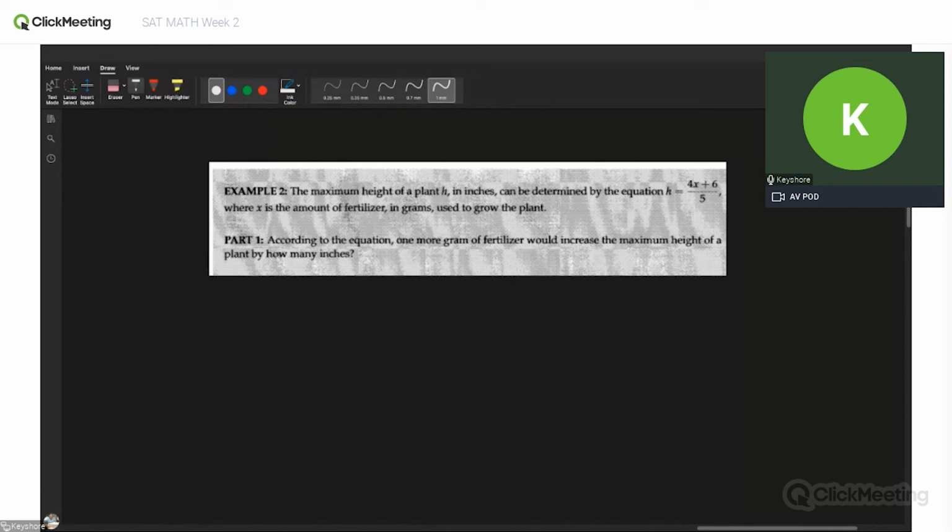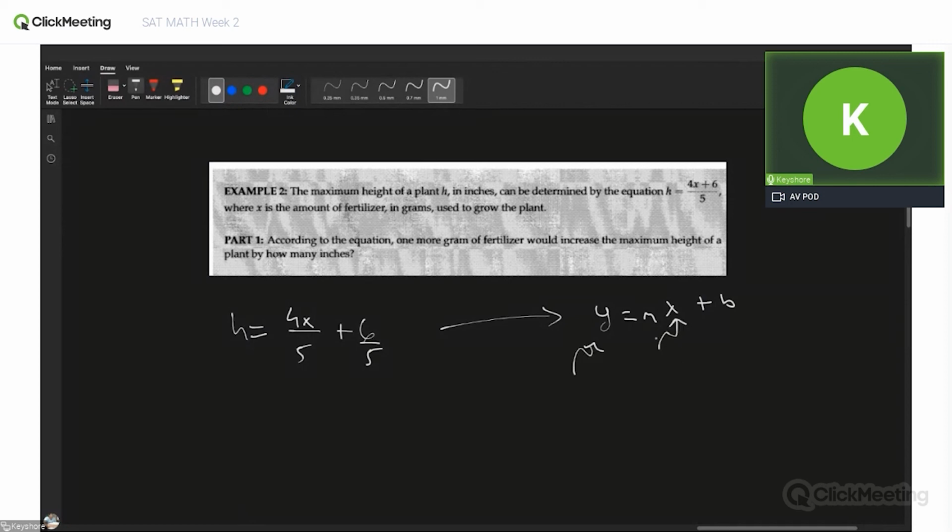All right, so basically this question's asking us, it's like interpreting the slope. So basically, if I were to rewrite this fraction (4x plus 6) over 5 as a split up fraction, right? This will let us know much better what it means, because now we're in the world of y equals mx plus b, which now means the maximum height h a plant is grown is determined by x, which is the amount of fertilizer. So all that means is, what would 1 gram of fertilizer amount to, right?